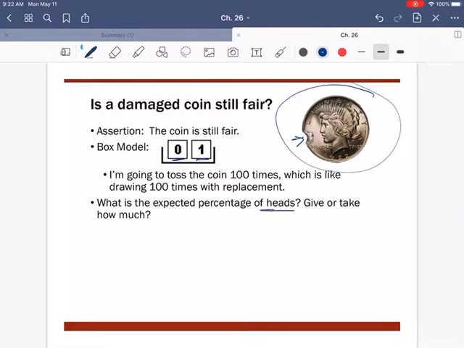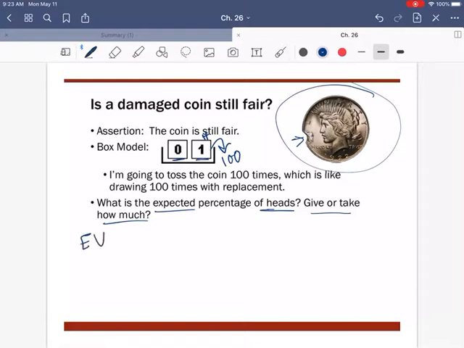We either get tails, that's a 0, or heads, that's a 1. And that's because we're looking at the percentage of heads. So heads has to be 1. And we're going to toss this coin 100 times. We want to know what the expected percentage of heads would be, give or take how much.